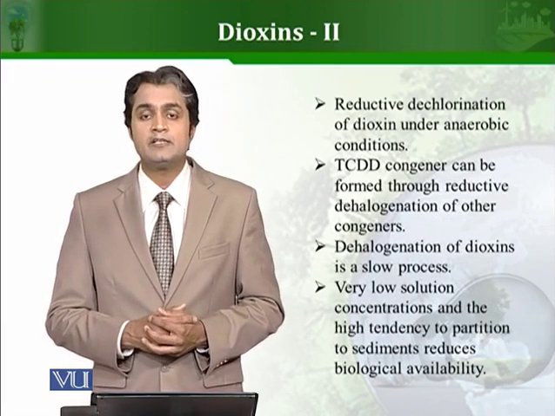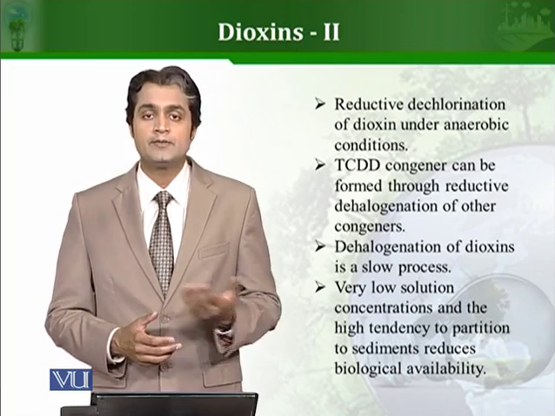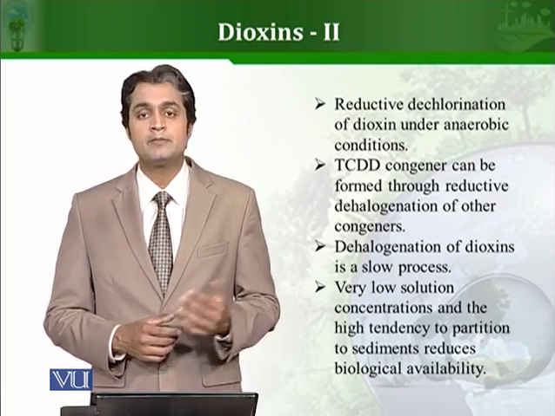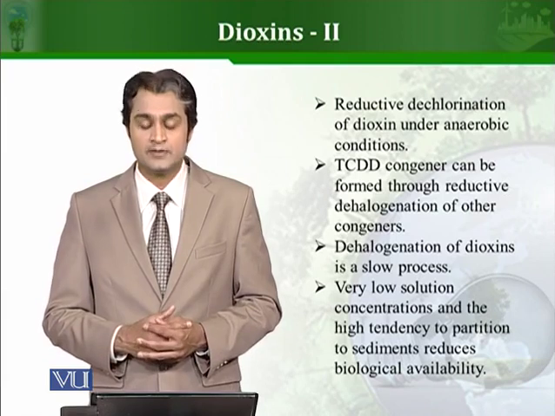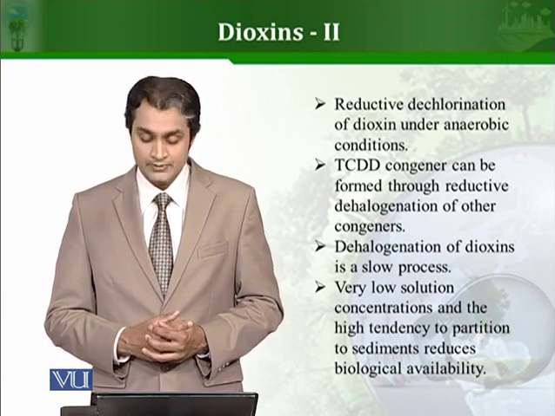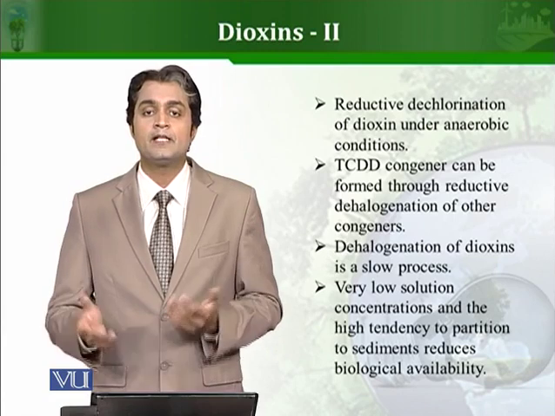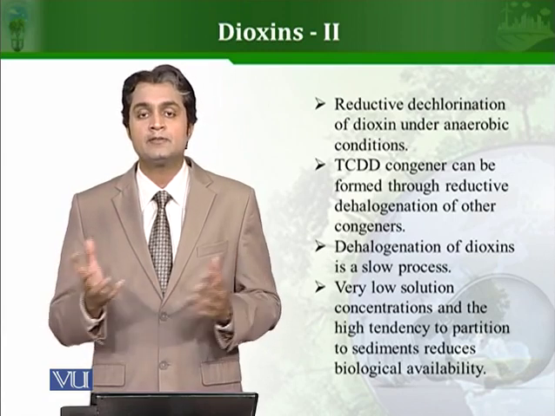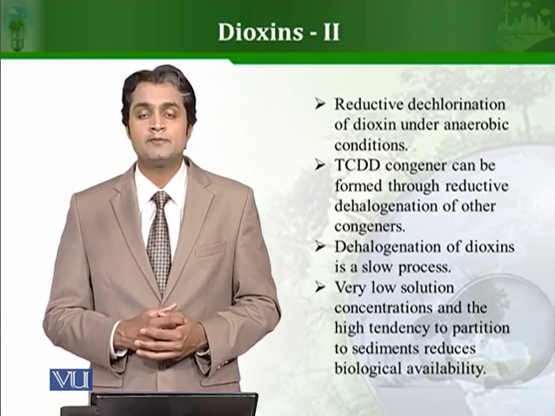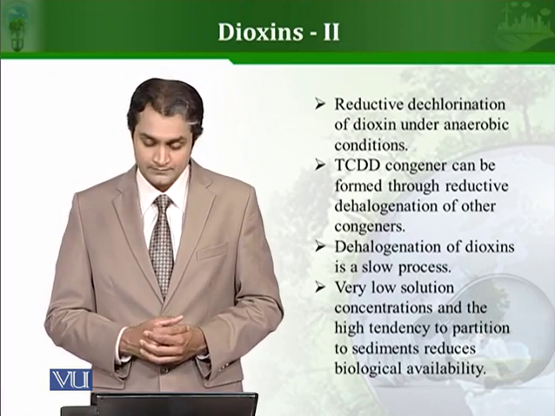Now, if we talk about anaerobic conditions, then reductive dechlorination of dioxins has also been observed. We have discussed this before in case of other chlorinated compounds. TCDD, which we said is perhaps the most toxic synthetic compound known to human beings, can also be formed through reductive dehalogenation of other congeners. As we discussed before, there are different congeners, and different kinds of biotransformation in them can lead to the formation of even more toxic compounds. So we can see here TCDD can also be generated.